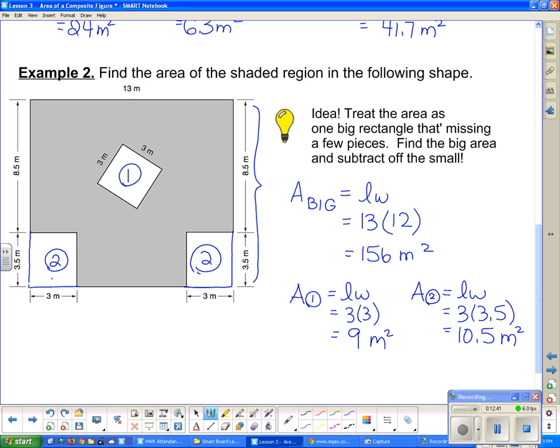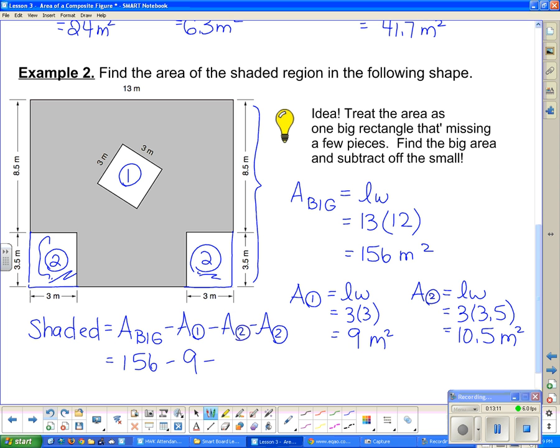Now, if I want to find the area of the shaded region, I have this great big rectangle, and I just have to take away these little pieces that are missing. So the shaded area equals the area of the big, minus the area of one, minus two of the areas of two, area of two minus area of two. So the big is 156, subtract 9, subtract 10.5, subtract 10.5. And if you just plug that into your calculator, you get 126 square meters.